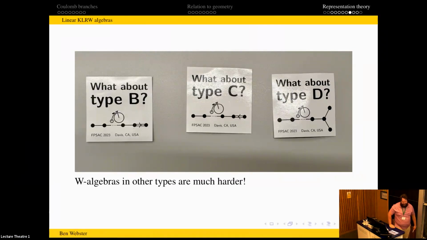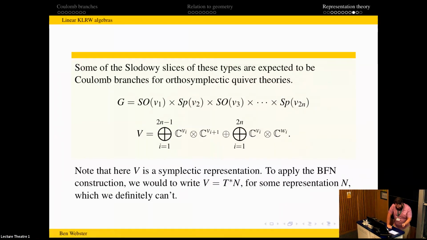All right, I think I'm over time. So I won't say much here, but obviously it's a valid question. What about types B, C, and D? Yeah, since I'm over time, let me not try to say very much.